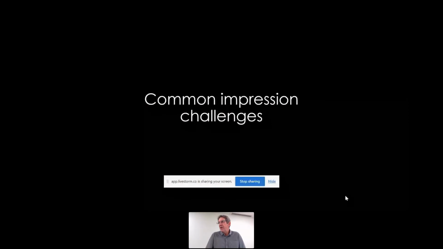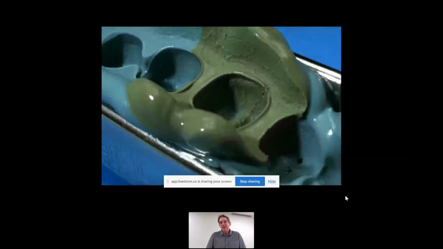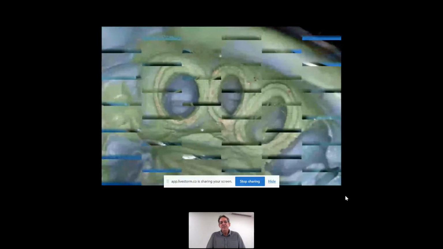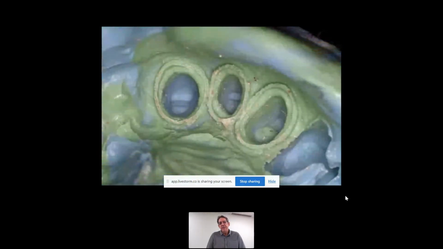So when we look at some of the common impression challenges, in this case they've taken a heavy body impression first, and then a separate light body impression. The challenge with that is, first of all, it's time. Secondly, the occlusion will almost certainly be high. And then there's also the issue of delamination between the tray material and the wash material. In this situation, the heavy hydraulics of the tray material have over-displaced the light body material. You can see the light body here is primarily in the margin, and that is a compromised impression.